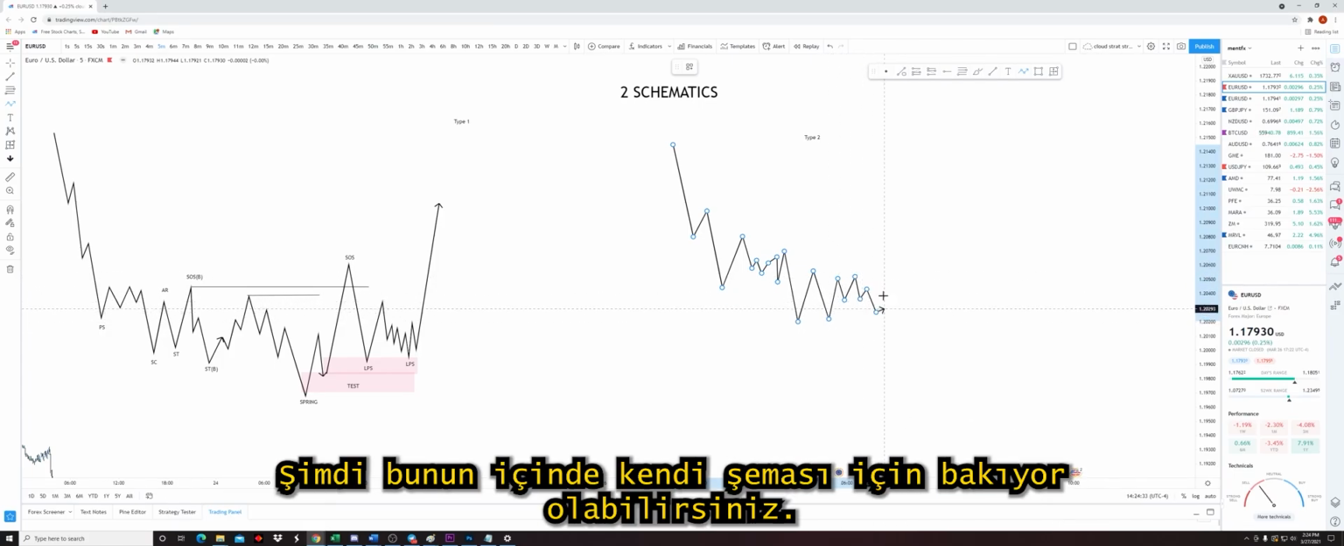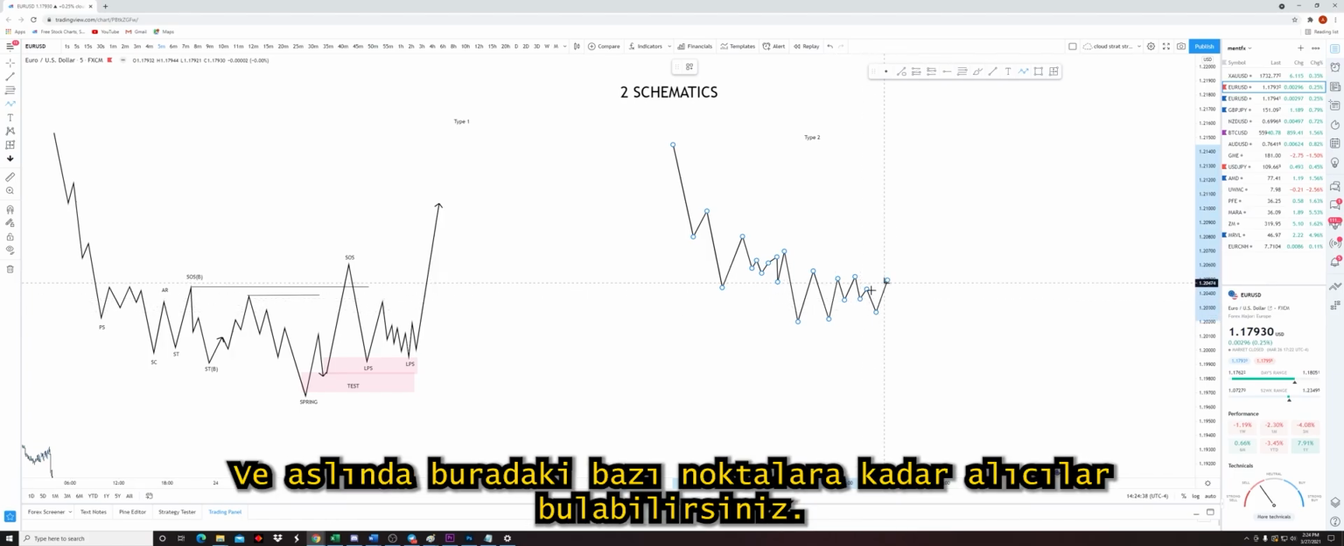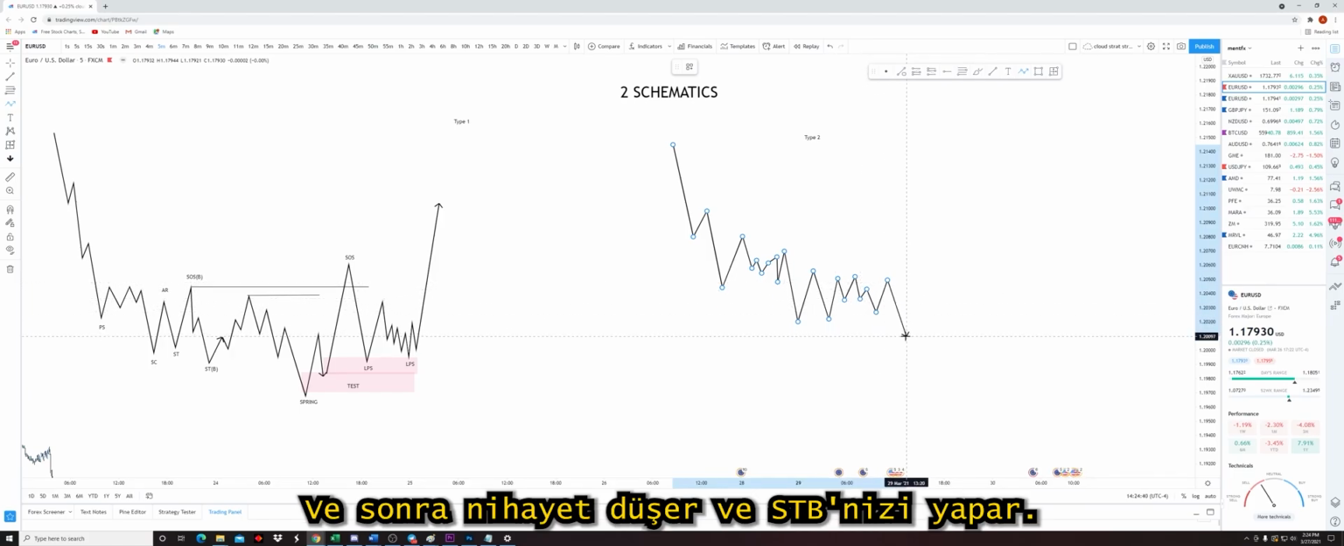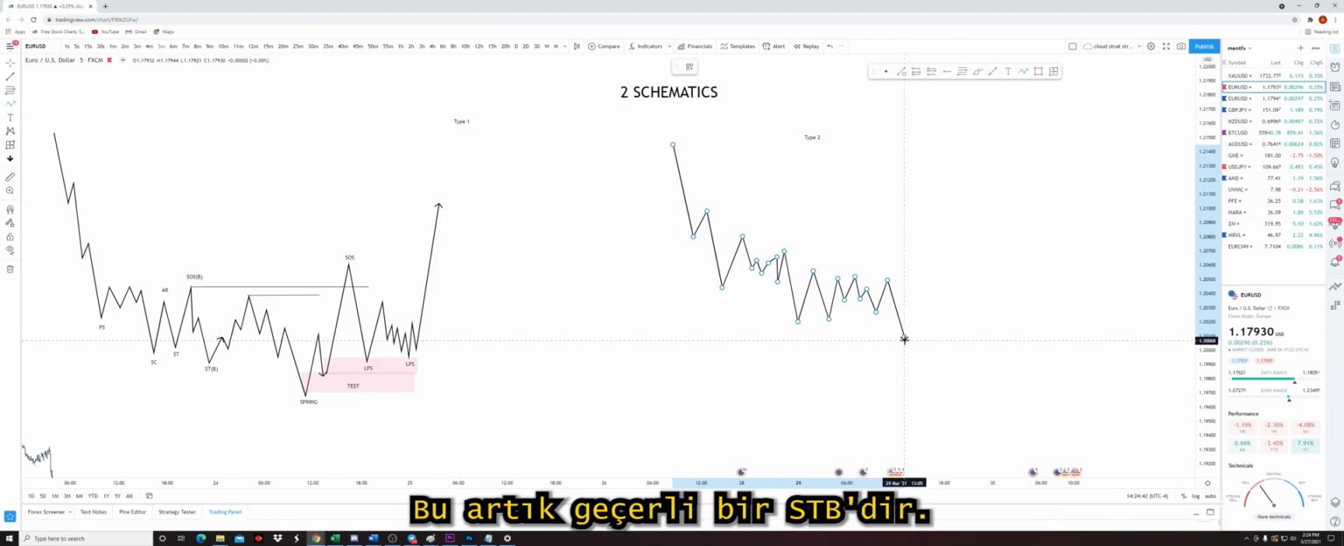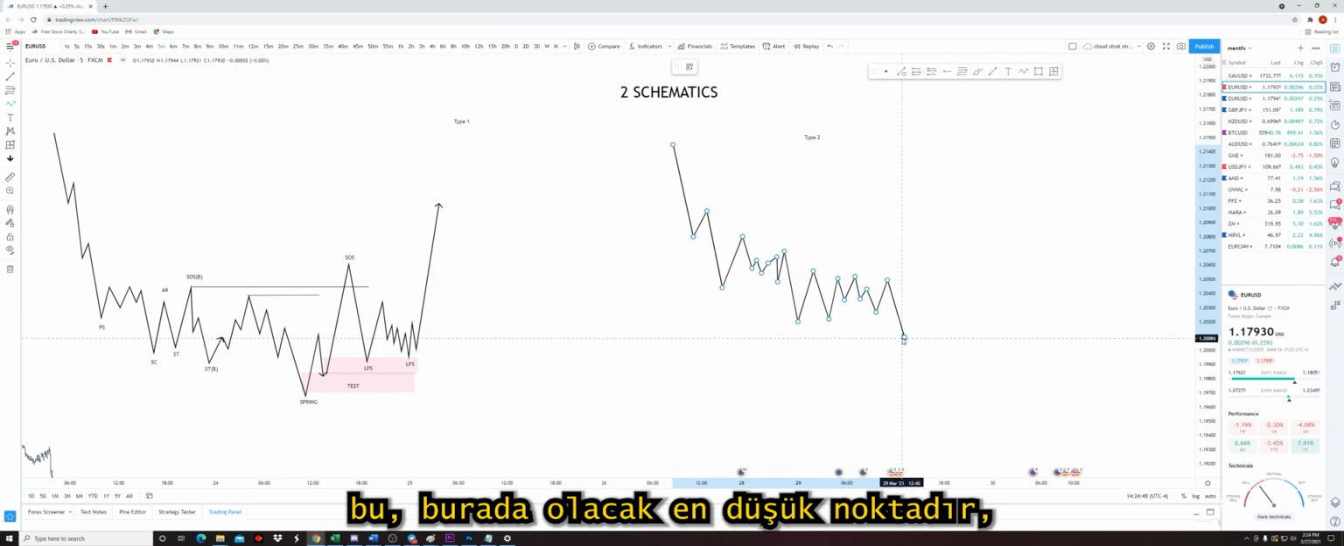Now, you could be looking inside this for its own schematic, and there might be one in here, right? And you might actually find buys up into some points here, and then it finally falls and makes your ST and B. That is now a valid ST and B. Now, the difference between this type 2 and this type 1 is that this is the lowest point that there's ever going to be in this.